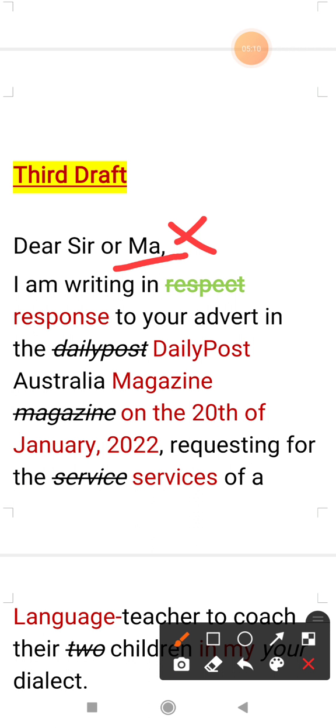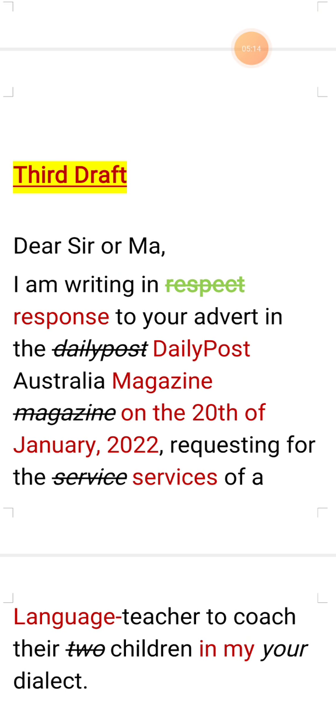Now, the introductory paragraph is coined from the background statement, which I showed you earlier. And for all formal letters, start with the phrases I am writing in response to, or I am writing with respect to, or I am writing as regards, depending on what the background fact states in the question. It's okay to say I am writing in response to your advert.